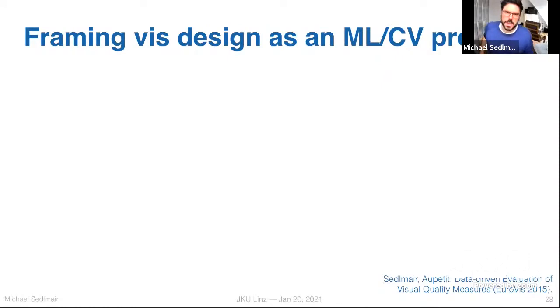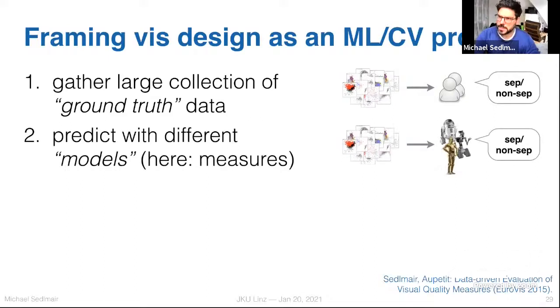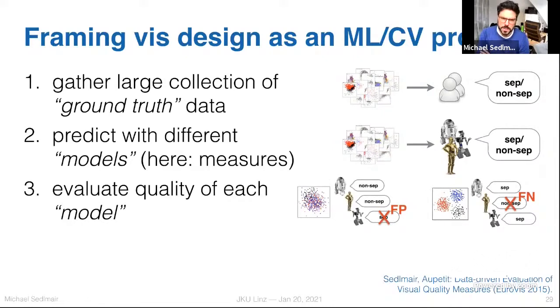So this is what we tried in our 2015 EuroVis paper, and we really simplified that problem as a start. We gathered a large collection of ground truth data, really just with a binary judgment, separable or non-separable. Then we predicted those with different models. In this case, the models are essentially just our measures that we were talking about. In the end, we could evaluate the quality of each model by comparing how well they would predict the human judgments, and then just pick the model that best predicts them.